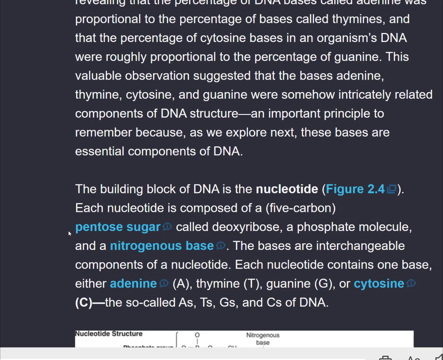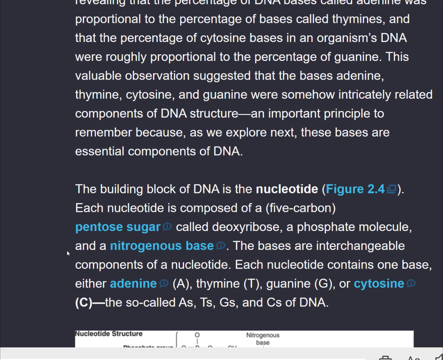Pentose sugar. A 5-carbon sugar, important components of DNA and RNA nucleotide structure. The pentose sugar deoxyribose is contained in DNA nucleotides. The pentose sugar ribose is contained in RNA nucleotides. So, 2 pentose sugars are mentioned. Deoxyribose for DNA and ribose for RNA. Important.